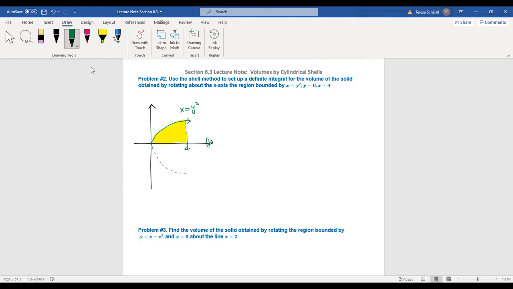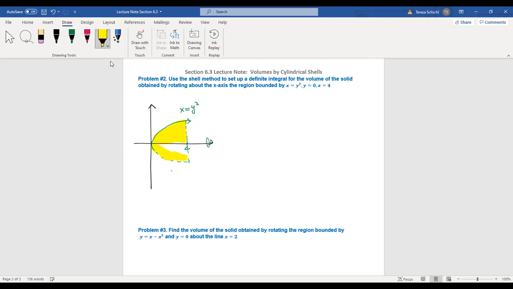Right, rotating about the x-axis. For these ones, if you want to use the method we used before, the disk method, this will be a pretty simple one. Use the disk method because you can just cut it and you will see it's a single disk here, right?